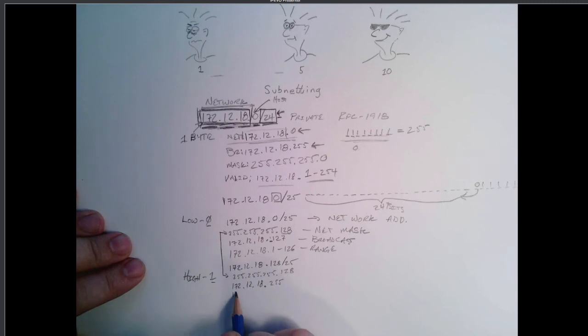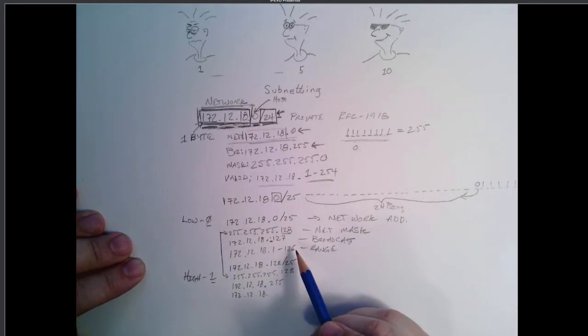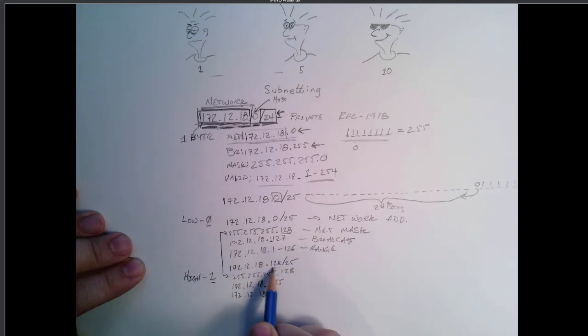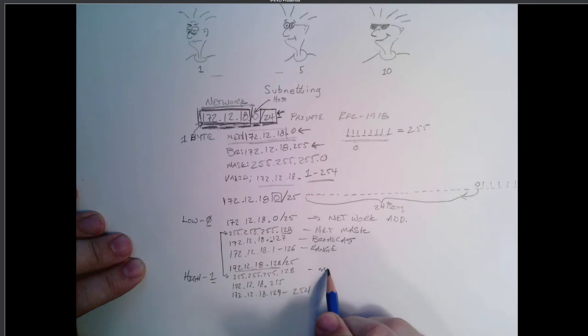The range will be 172.12.18. Now, we can cheat a little because we've already worked out the other problem, and we also know exactly where this network starts. This is the network address. So the first host is one more than that, 129, and the ending address is going to be 254. So this is our mask, the same. This is our broadcast, and this is our range.